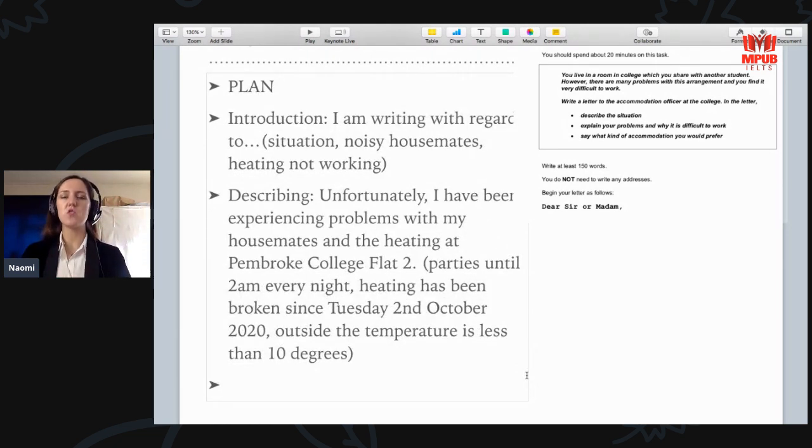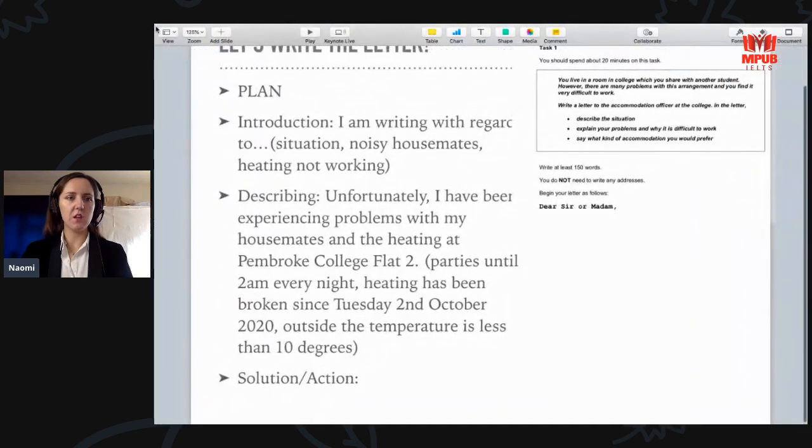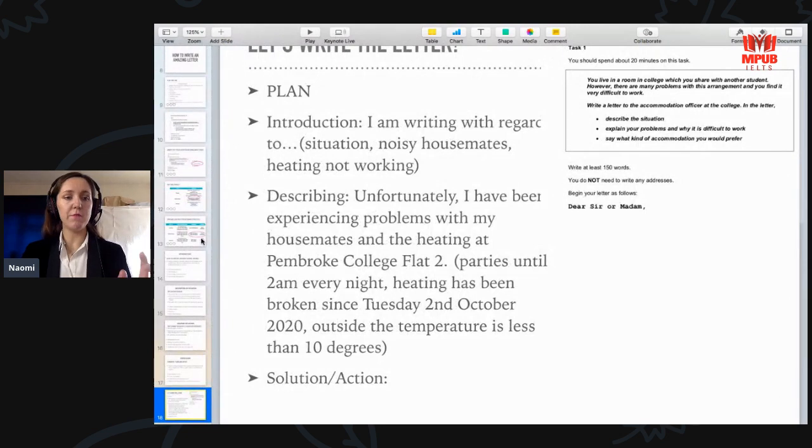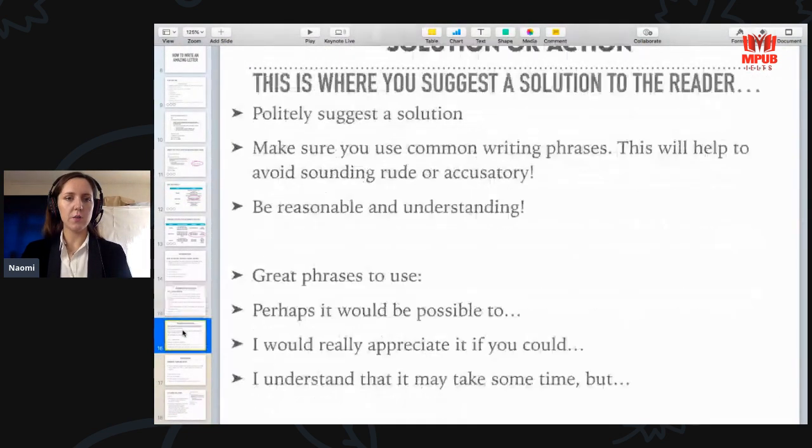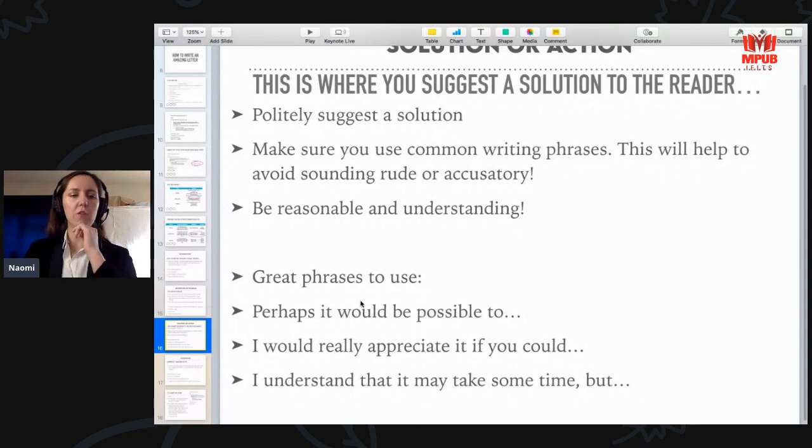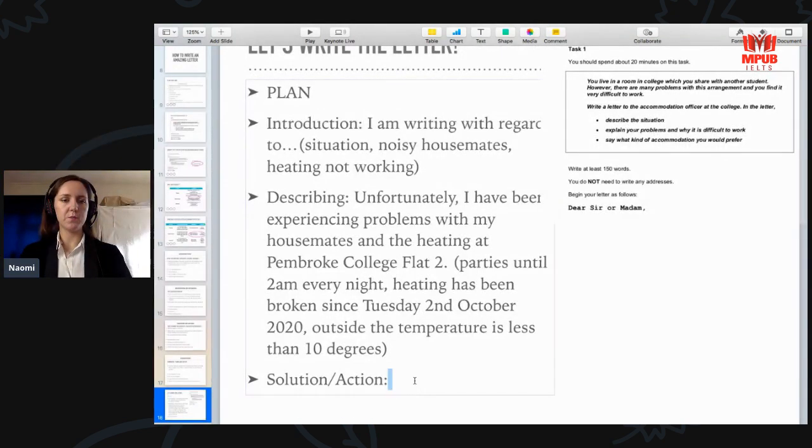What comes after description? Solution or action. This is where I want to get my landlord to do what I want. Yeah? And are we going to be a bit rude about it? No. We're going to be very, very polite. So, have solution or action. What phrases shall I use? I'm going to use this one. I would really appreciate it if you could.